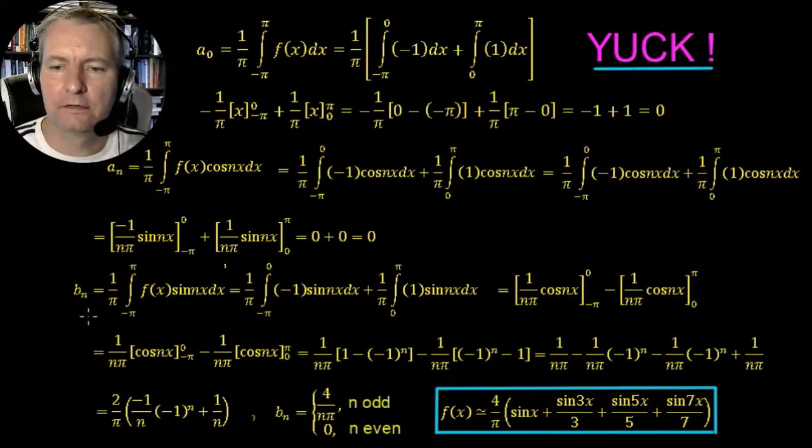So let's look at our BN. Our BN is given by the sin nx term, and again it's split into two. There's a value from minus pi to 0 of the minus 1 times sin nx dx, and a value from 0 to pi of the 1 times sin nx dx. Whenever we integrate that, we get 1 upon n pi cos nx from 0 to minus pi minus 1 upon n pi cos nx from pi to 0. So we can take out our common factor of 1 upon n pi, and that gives us this line here.